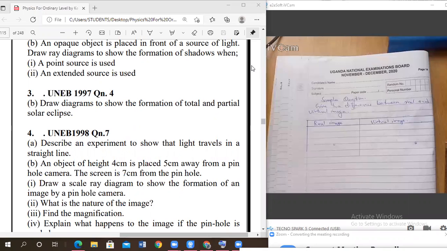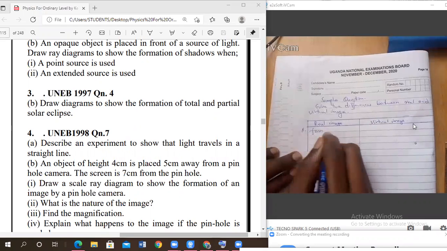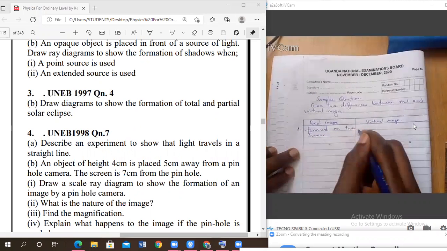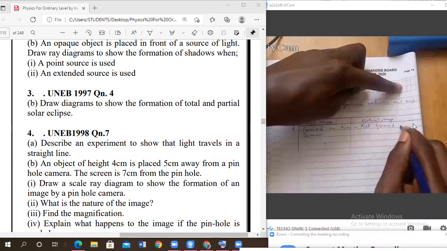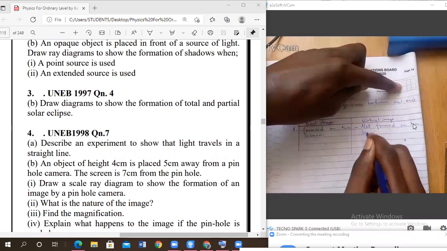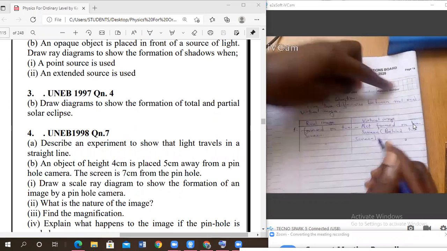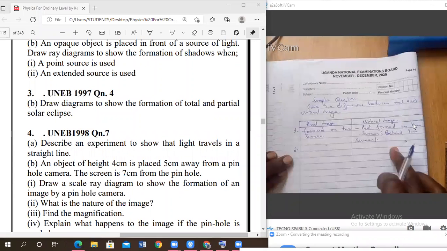Don't say real image is formed on the screen, and then for the other one say it is an image formed by the apparent intersection of light rays. So they are not chronological, okay? This one is formed on the screen. Then this one is not formed on the screen, or behind the screen. And they must appear to be in one line, so the second one must start from down here.